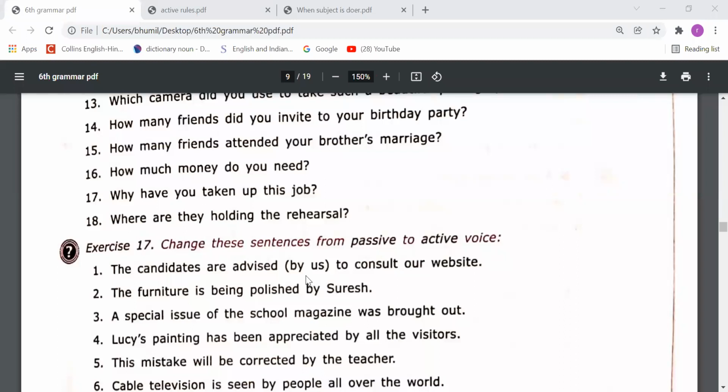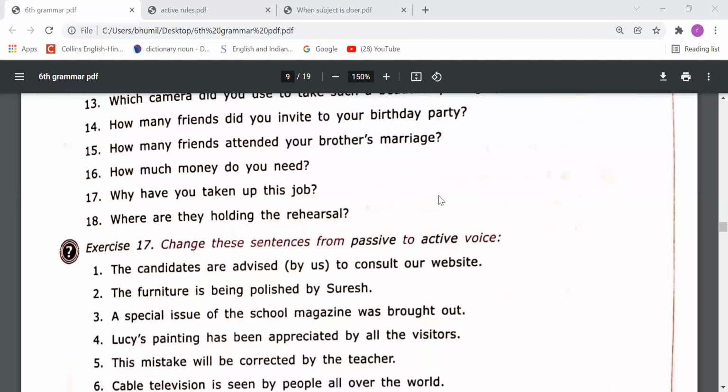What is the object of the passive sentence? That will become the subject. And what is the subject? That will become the object. Okay, try to give me the answer. Our first sentence is: the candidates are advised by us to consult our website. Now we have to convert these sentences from passive to active, not from active to passive, right? Let's see who can give me the answer of the first sentence.